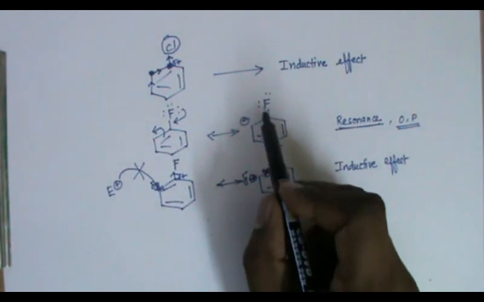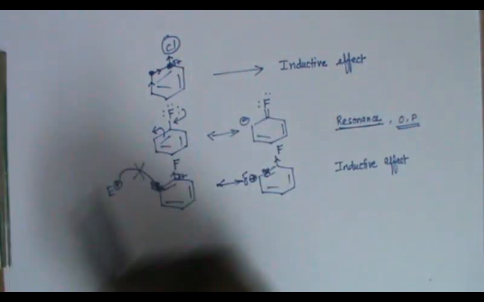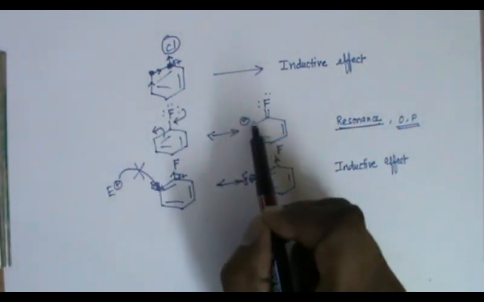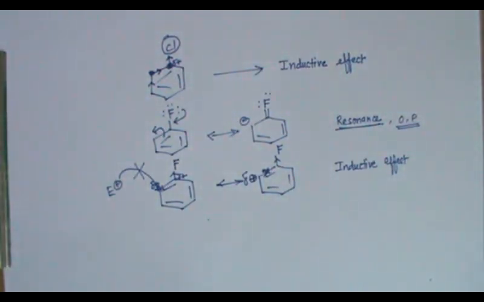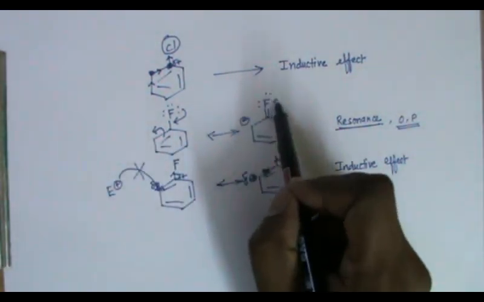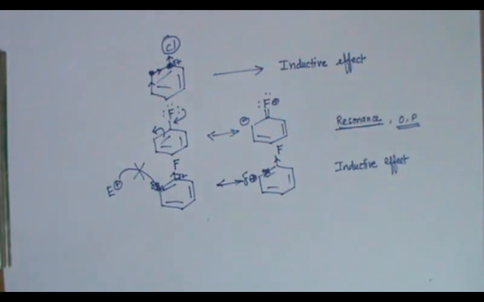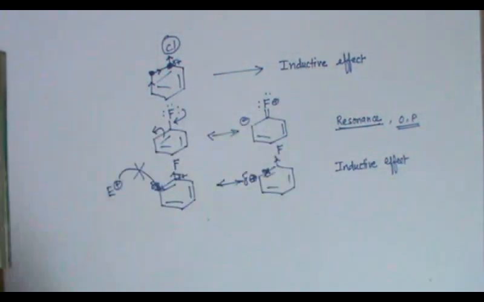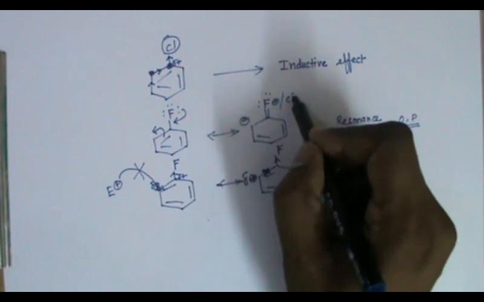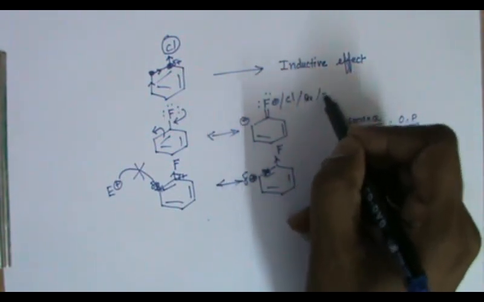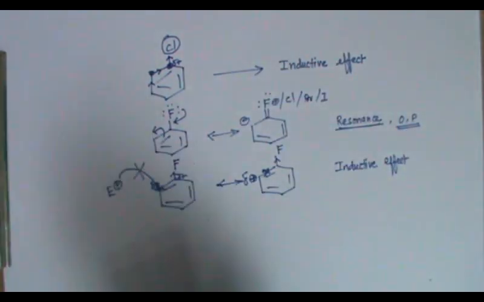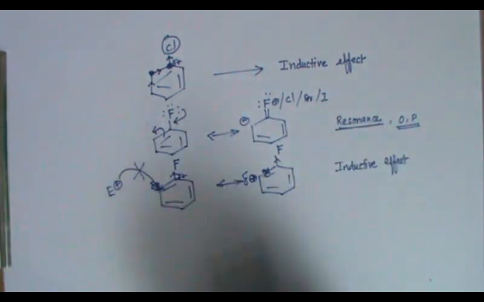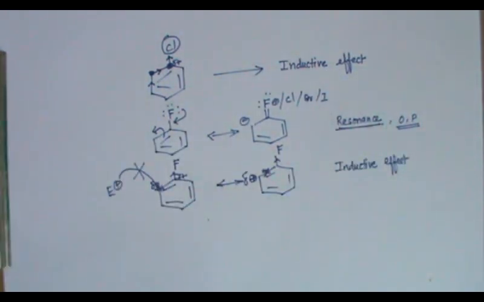Generally, a fluorine atom, since it is more electronegative, won't give its electron to be involved in resonance. So because of that, this resonance structure is not that easy. But still, from the experiment, whatever we have observed is that the electrophile adds to the ortho and para positions when we have halogens. That means the resonance effect dominates over the inductive effect.